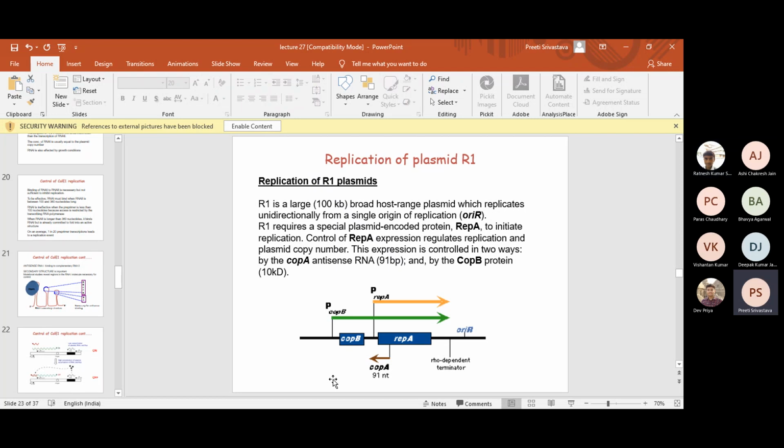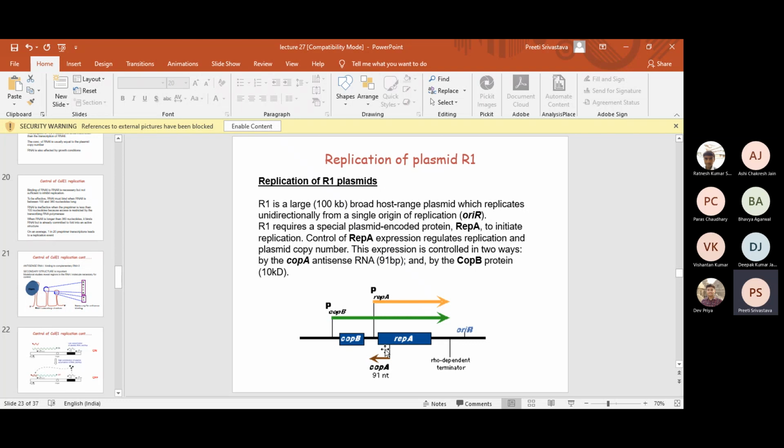Let's see the replication of another plasmid, R1, because in this case it is antisense RNA as well as a protein which is responsible for copy number control, and therefore it is called COP-B. So R1 is a large plasmid, 100 kb, and it is a broad host range plasmid. What you see is that over here is the origin of replication, and over here is the rep A, which is the initiator protein. Rep A is transcribed by a promoter called P-rep A, which makes the RNA for rep A, and this RNA is translated into protein.